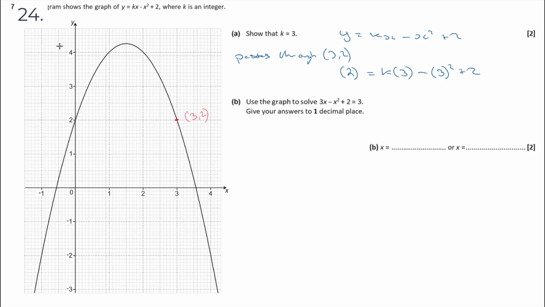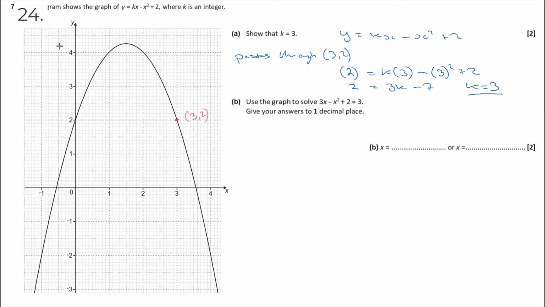So what's that then? That's going to give me 2 is equal to 3k minus 3 squared, which is minus 9, plus 2 is minus 7, isn't it? So that's 3k minus 7. That means 3k is 9, so k is equal to 3. That's right then. Okay, so k is equal to 3. And then use the graph to solve 3x minus x squared plus 2 is equal to 3.